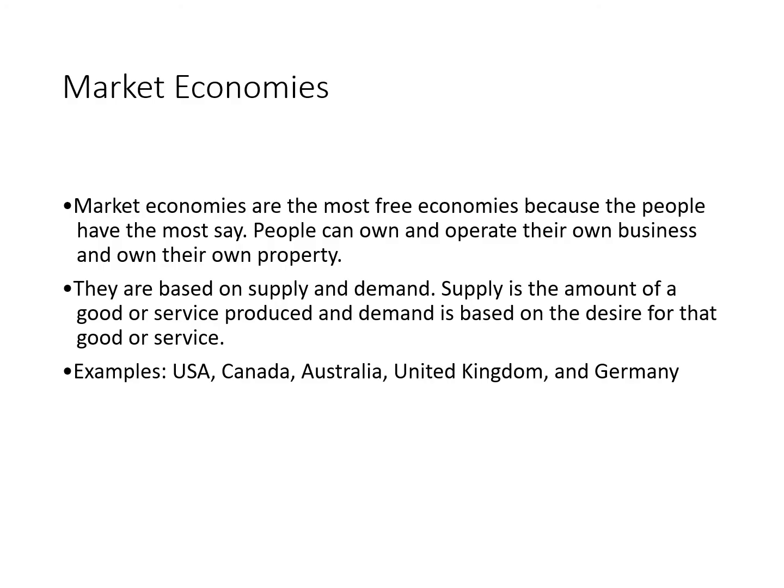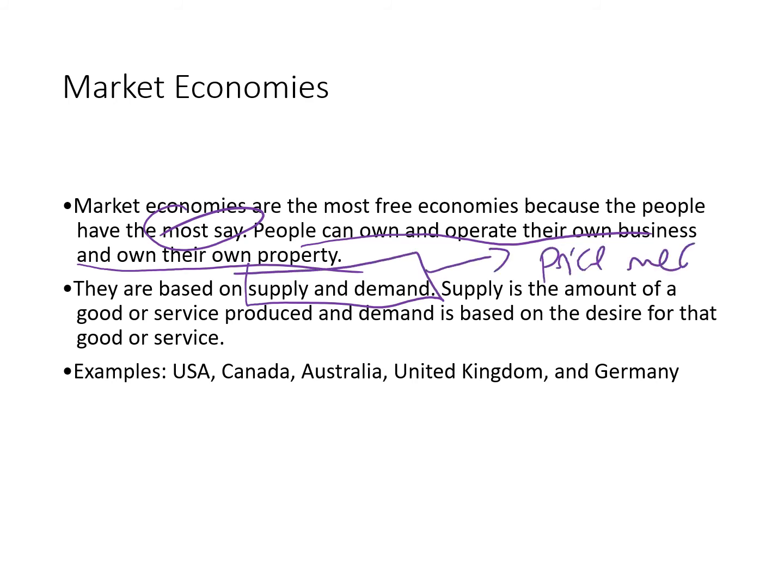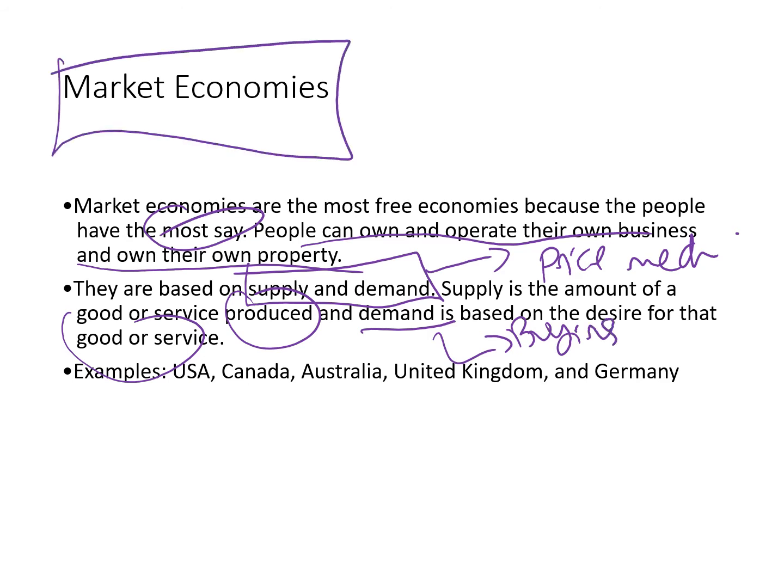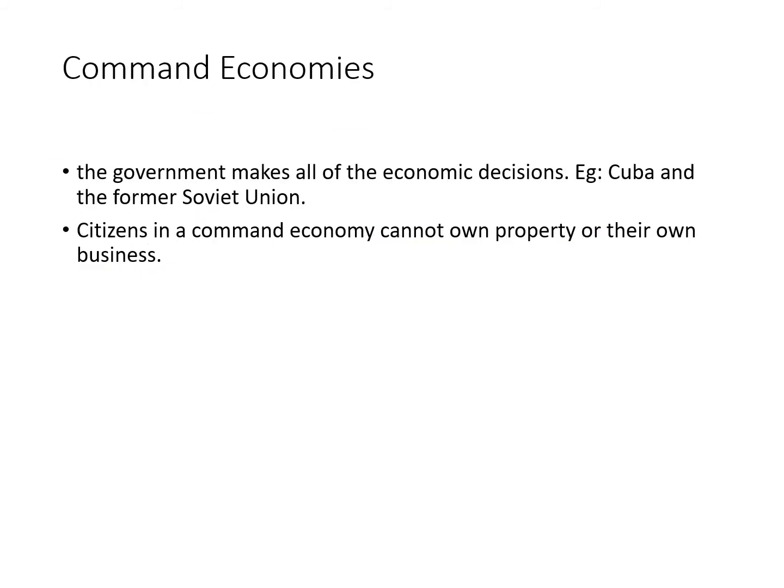So market economies are the most free economies because the people have the most say, and people can own and operate their own businesses and their own property. It is based on supply and demand, and this is where I will be talking about the price mechanism. Supply is the amount of a good or service produced, and demand is based on the desire for that good or service, so the buying of the goods and services. Examples of countries that are market economies are the USA, Canada, Australia, United Kingdom, and Germany.